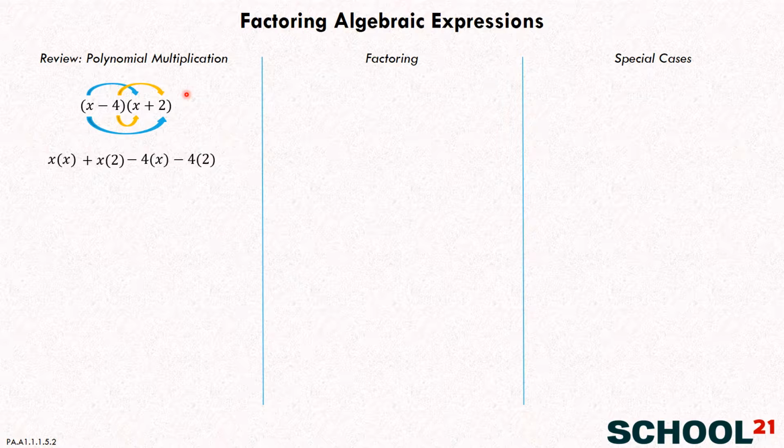Okay, now let's go ahead and multiply those out. So what would we write for the first term? X squared. Good. And then what? Plus 2x. And then? Minus 4x. Good. And then? Minus 8. Okay, good. So you're just multiplying the terms.